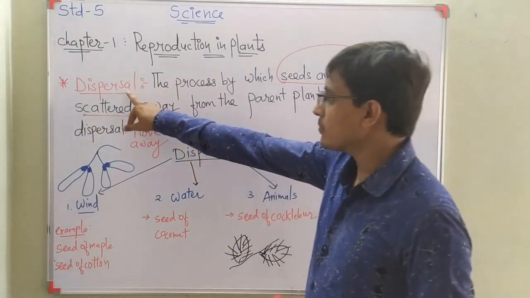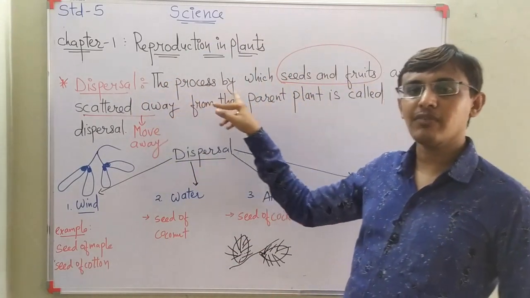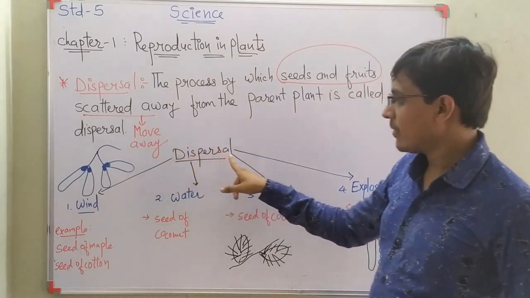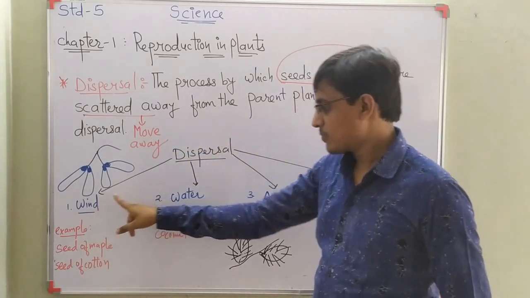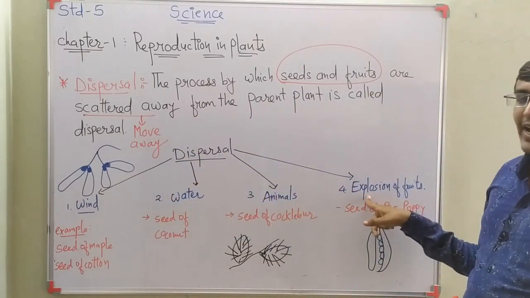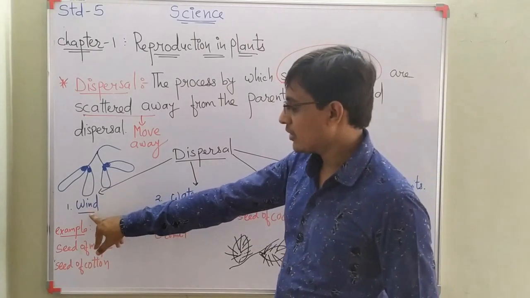What is meant by dispersal? The process by which seeds and fruits are scattered away from the parent plants. Okay, which methods? Dispersal by wind, dispersal by the water, dispersal by the animals, and dispersal by the explosion of the fruits. Okay, see the example in the test.